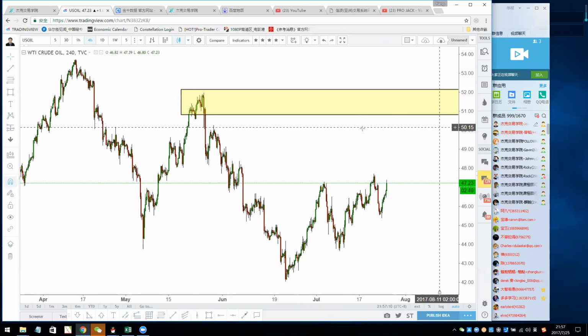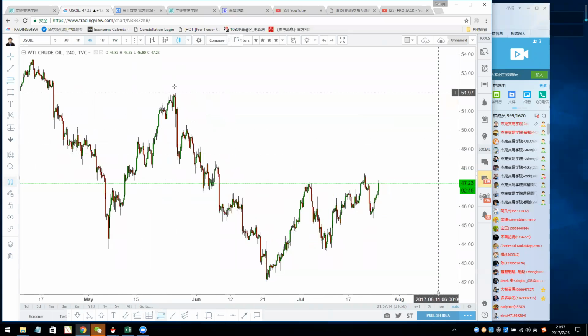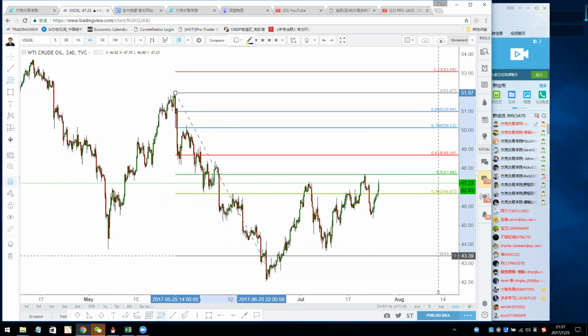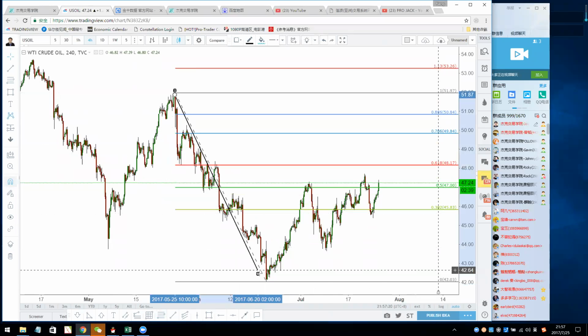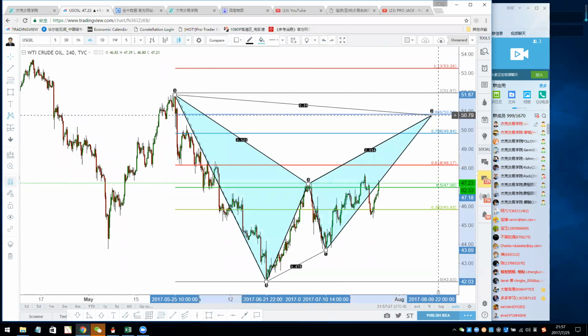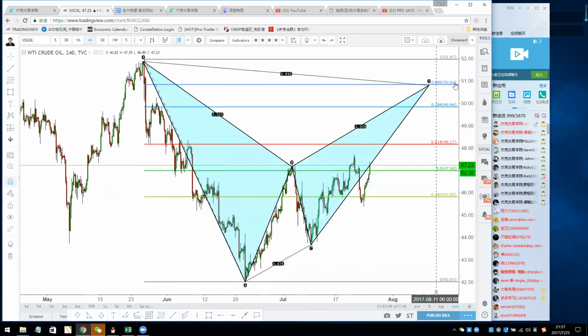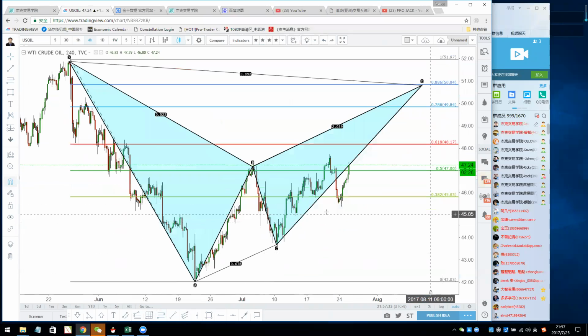It may also be telling you about another opportunity to complete these harmonic patterns. Let me just show you. The oil has a potential bat pattern here, aiming at a target price of about 50.84. So there is potentially still upside room for the oil.